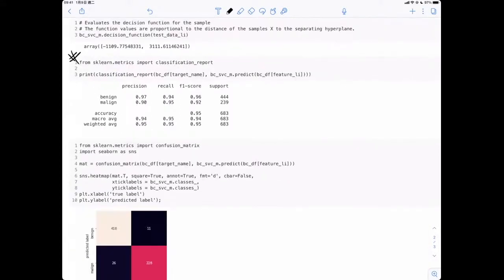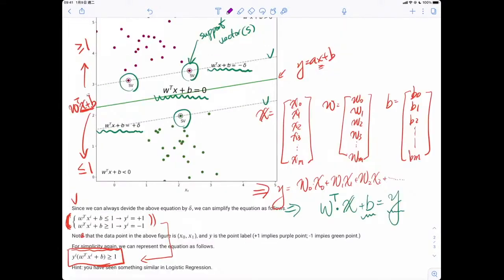Let's stop right here, okay? And we will talk about how to evaluate different models by using Orange.